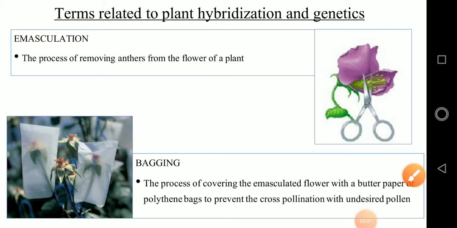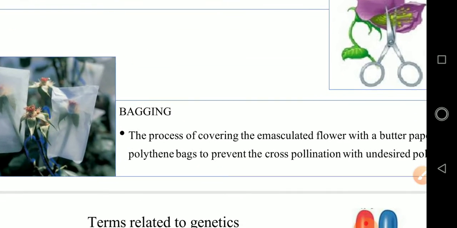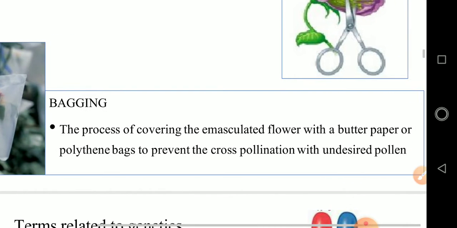So emasculation means the process of removing anthers from the flower of a plant. The next one we are going to see is bagging. What is bagging? The process of covering the emasculated flower with butter paper or polythene bags to prevent cross pollination with undesired pollen.